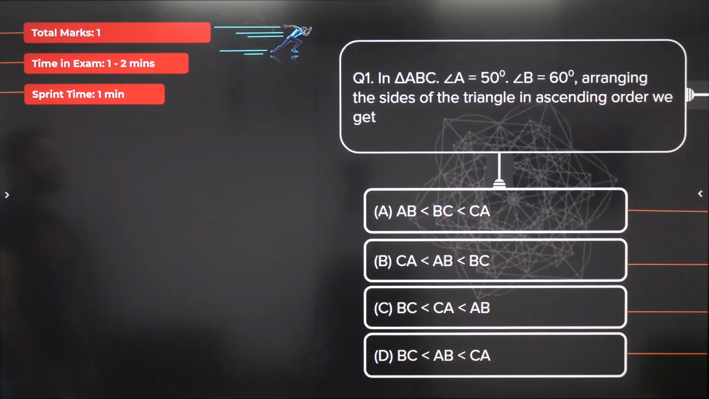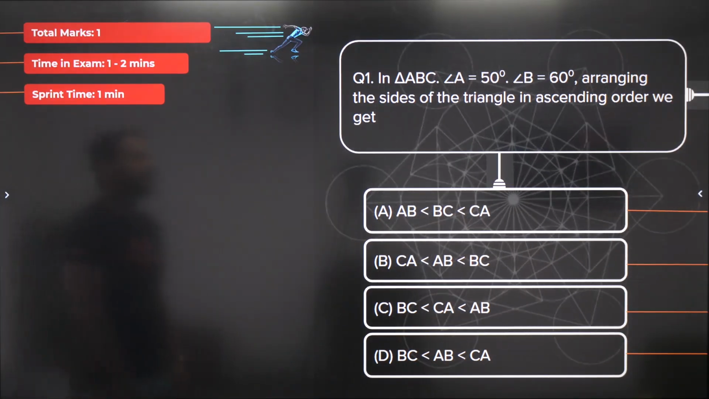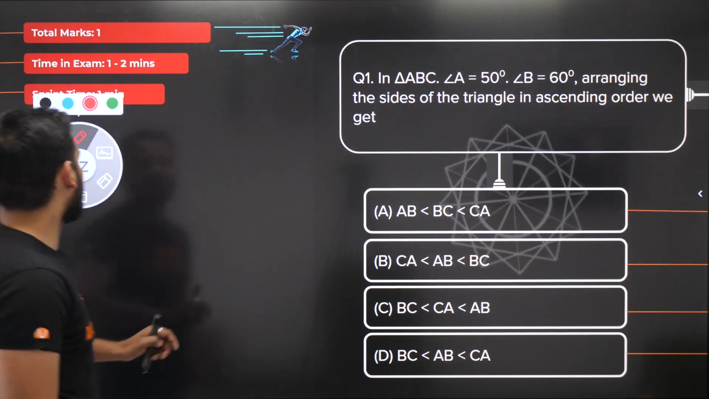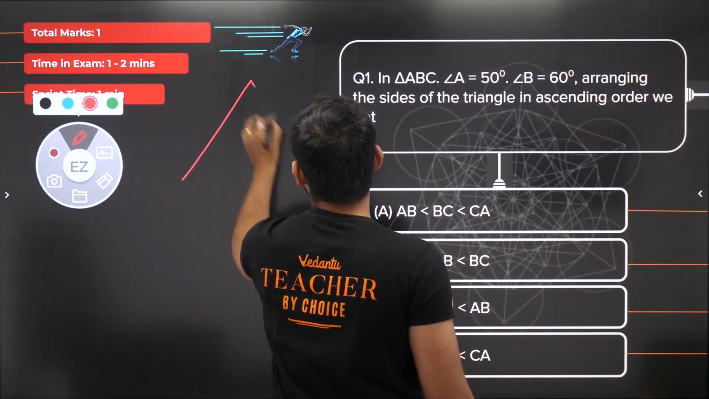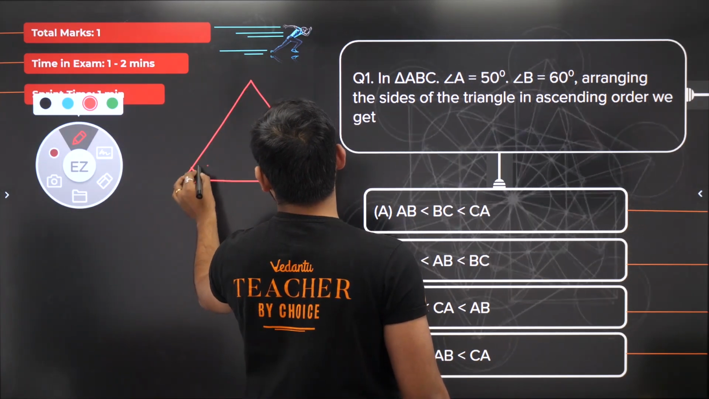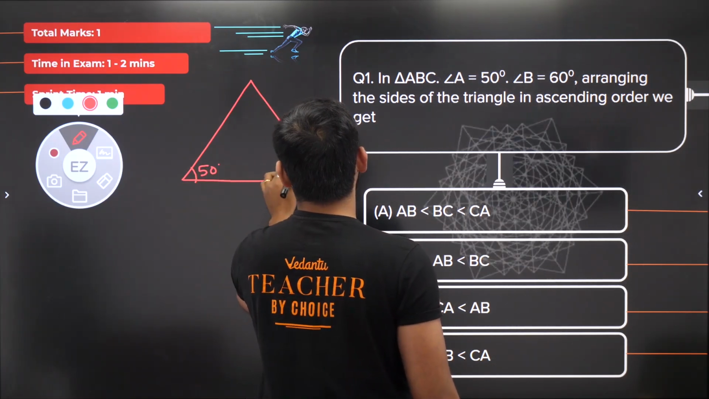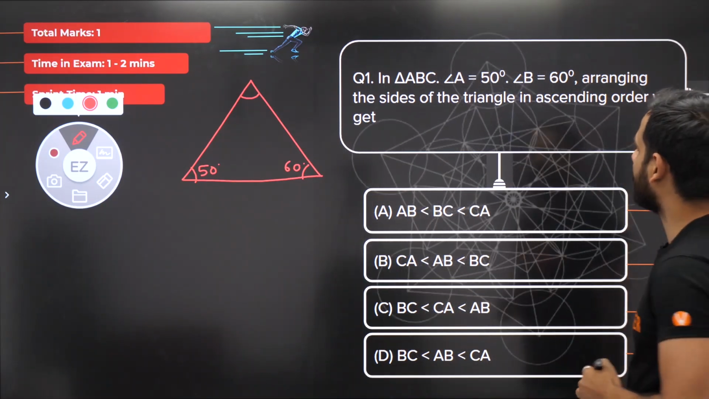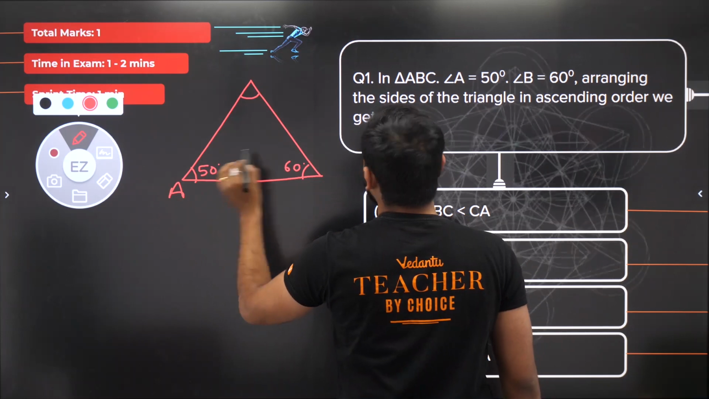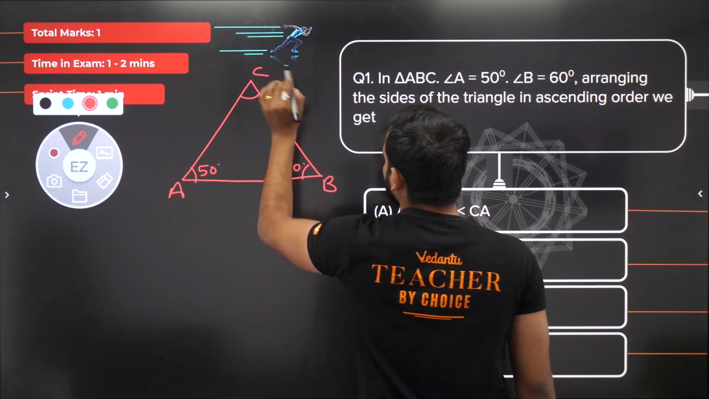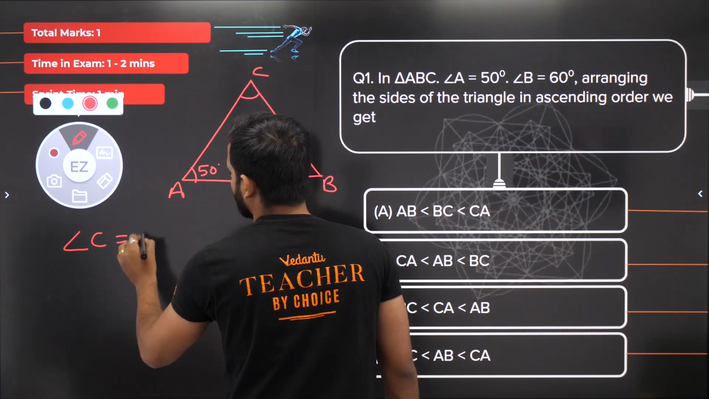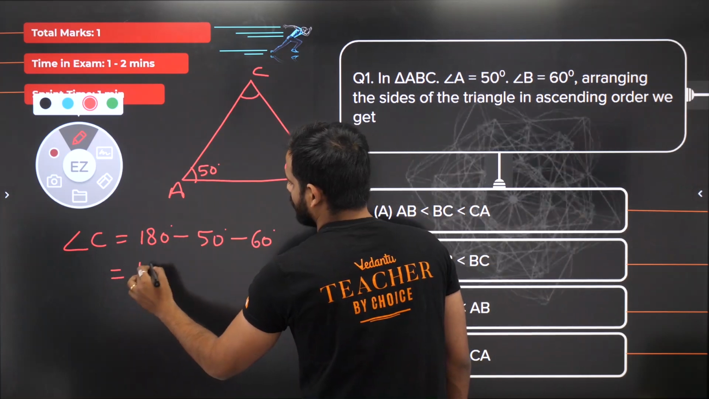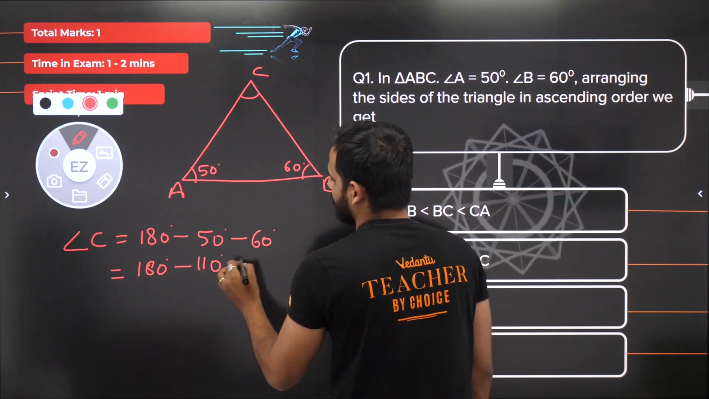The first question: in triangle ABC, angle A is equal to 50, angle B is equal to 60. Arranging the sides of the triangle in ascending order we get. So now this is what I was talking about, the triangular inequalities bachcho. If I have a triangle in which one angle is 50 degree and the other angle is 60 degree, I can easily get the value of the third angle. So they have told angle A is 50 degree, angle B is 60 degree, and let's say this is C. So I can say angle C is equal to 180 minus 50 minus 60, which will be equal to 180 minus 110, which means 70 degree.